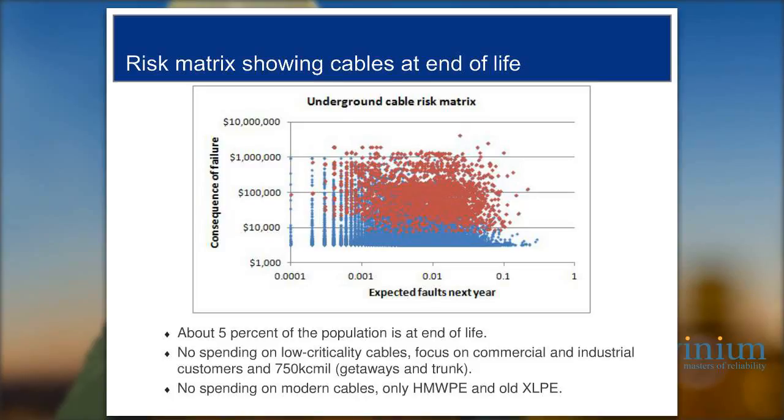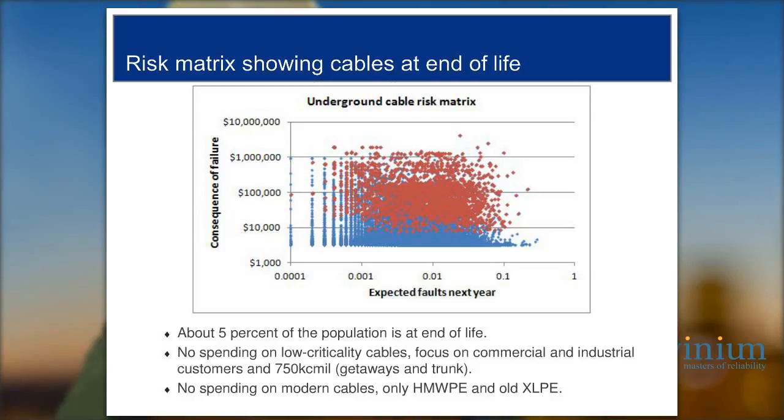So that means that the benefit-cost ratio, the return on investment for that replacement program, is not as high as some other cable. So there are some surprises. If you remember, when we looked at this risk matrix last time, the total risk was about $26 million. And it turns out that about 5% of the population is at end of life in this example. It means that they're currently due for replacement.